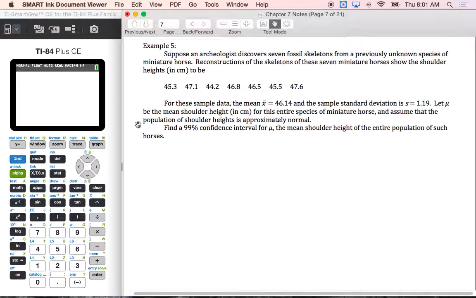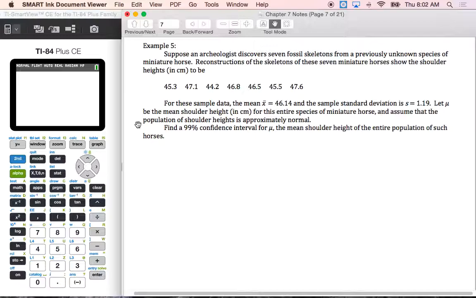Okay, so for example 5, suppose an archaeologist discovers 7 fossil skeletons from a previously unknown species of miniature horse. Reconstructions of the skeletons of these 7 miniature horses show the shoulder heights to be, we have our list. For these sample data, the mean x bar is 46.14, and the sample standard deviation is s equals 1.19. Let mu be the mean shoulder height for this entire species of miniature horse, and assume that the population of shoulder heights is approximately normal. Find a 99% confidence interval for mu, the mean shoulder height of the entire population of such horses.